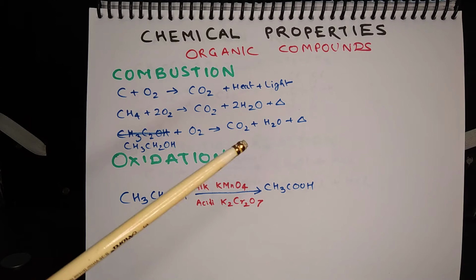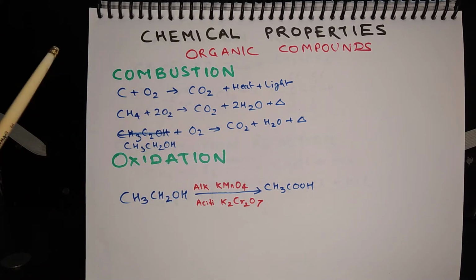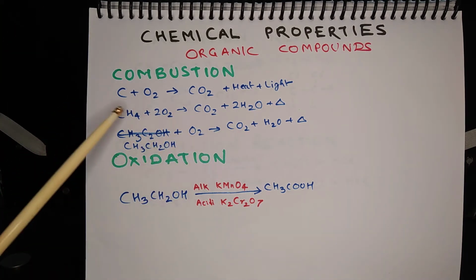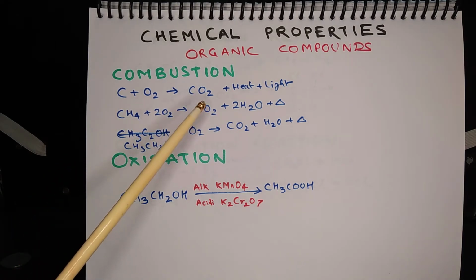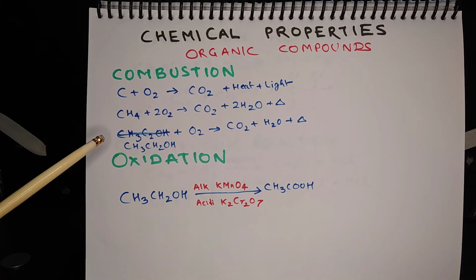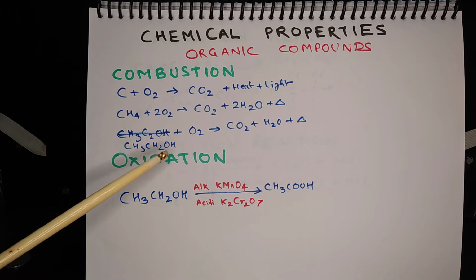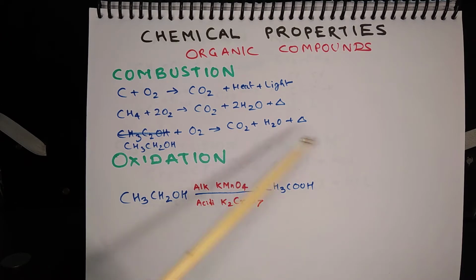So organic compounds, because they have carbon, when they undergo combustion, they also form carbon dioxide and produce heat and light. This example is of combustion of methane. CH4 plus 2O2 is equal to CO2 plus 2H2O plus heat and light. This is ethyl alcohol. CH3CH2OH plus O2 is equal to CO2 plus H2O plus heat and light.